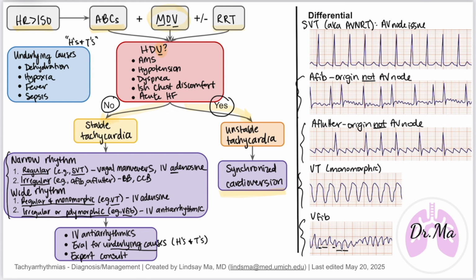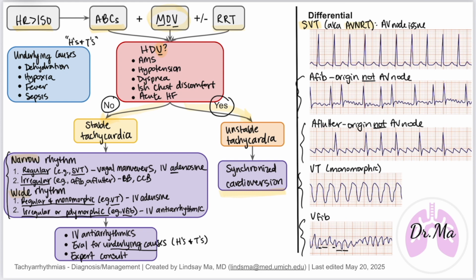At this point, that monitor will be really important because you'll need to look at the rhythm strip and figure out, do they have a narrow rhythm or do they have a wide rhythm? We're talking about the QRS complex. Is it greater than 3 little boxes or smaller than 3 little boxes? Let's say it's a narrow rhythm and it appears to be regular. Then we're thinking the patient might have a supraventricular tachycardia, most commonly AVNRT.